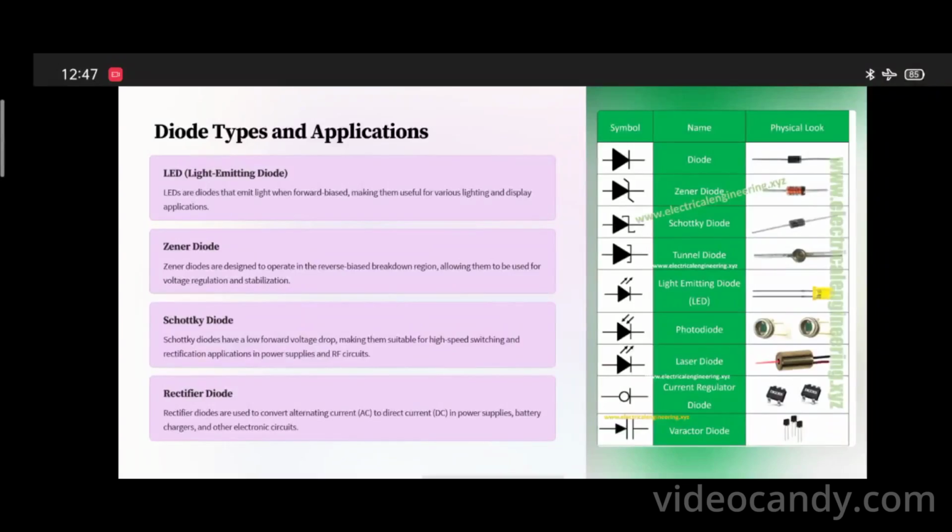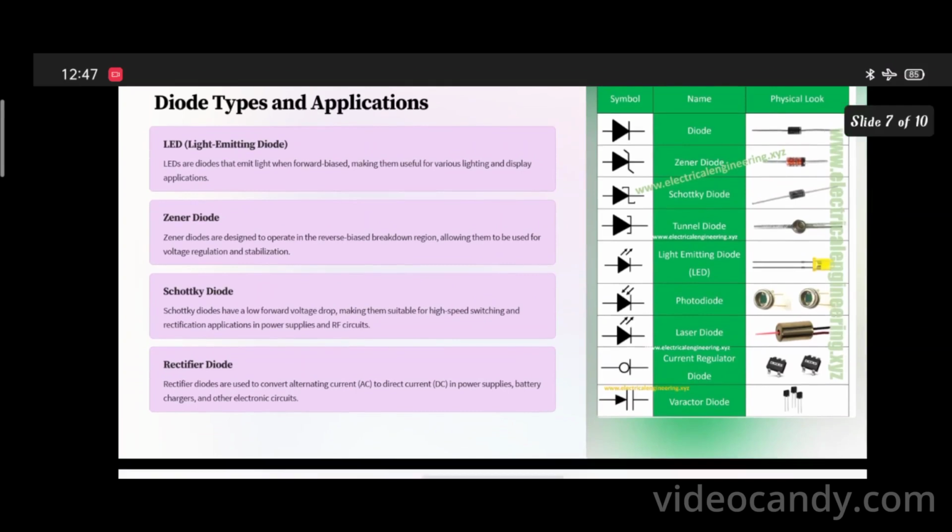Next, diode types and applications. LEDs are diodes that emit light when forward biased, making them useful for various lighting and display applications. Zener diodes are designed to operate in the reverse bias breakdown region, allowing them to be used for voltage regulation and stabilization.